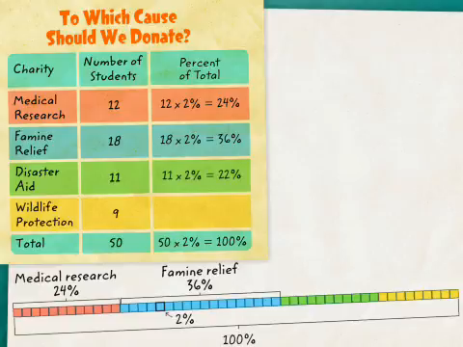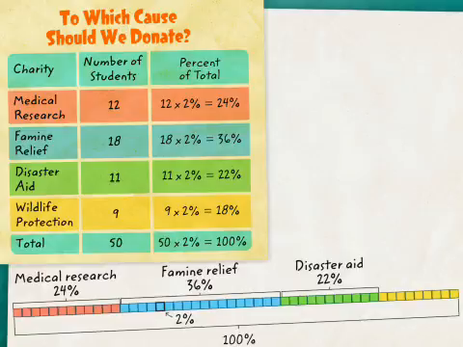11 times 2 is 22. So, disaster aid represents 22% of the whole. 9 times 2 is 18. So, wildlife protection represents 18% of the whole.